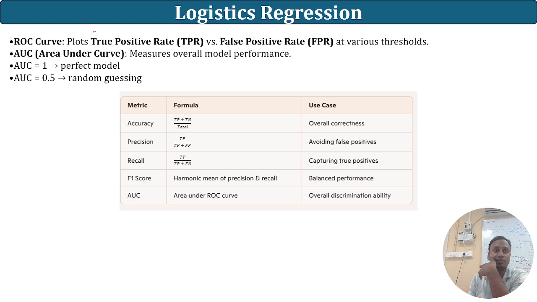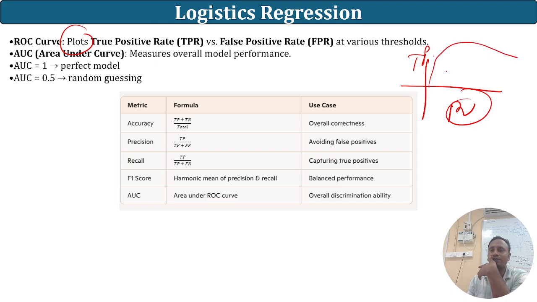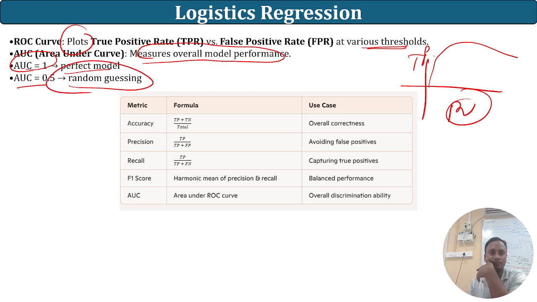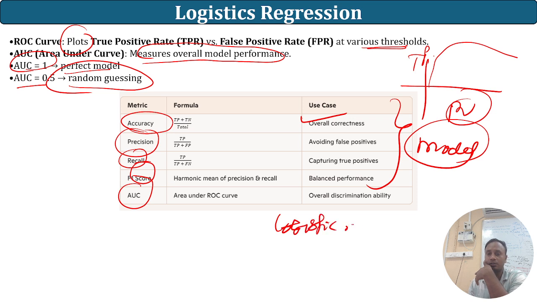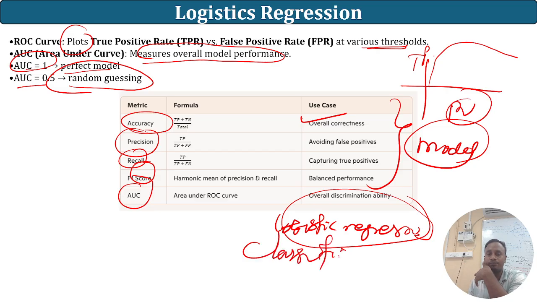Then we have the ROC curve. It plots the true positive rate against the false positive rate at various thresholds. If it is close to 1, that is good. Area under the curve measures the overall performance of the model. AUC 1 is a perfect model. AUC 0.5 is random guessing. Accuracy, precision, recall, F1, these are all the model evaluation measures for logistic classification problems.